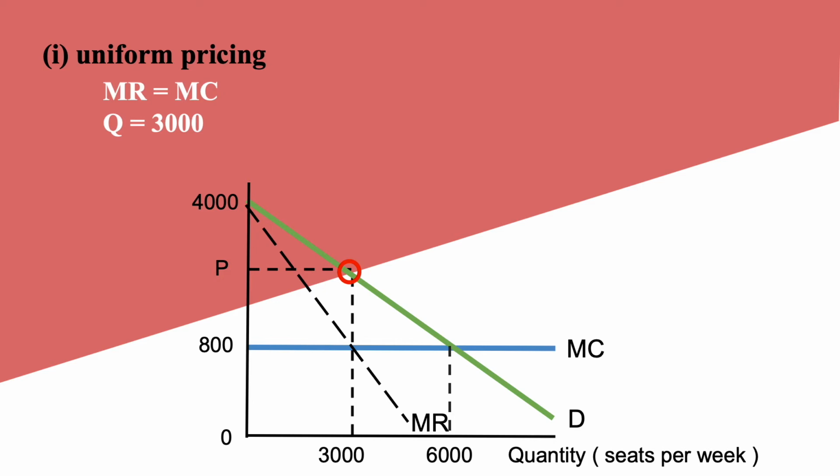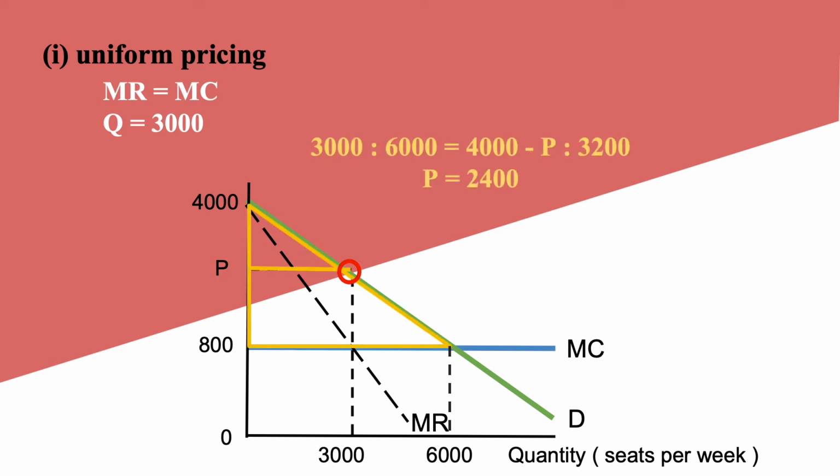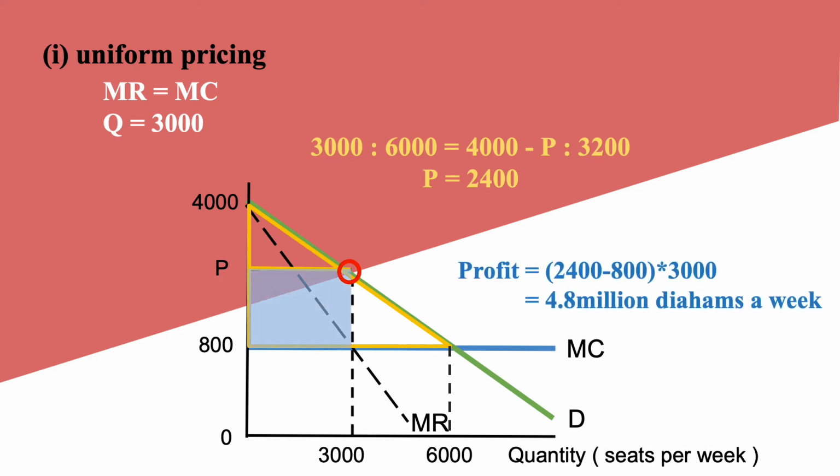And at that quantity, the price on the demand curve must be halfway between 800 and 4,000. And now we can calculate the price by similar triangles. The price is equal to 2,400. And also we can calculate the profit, which is this rectangle, and the profit is equal to 4.8 million dirhams a week.